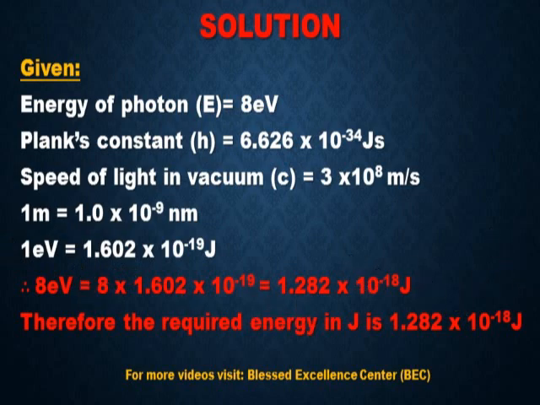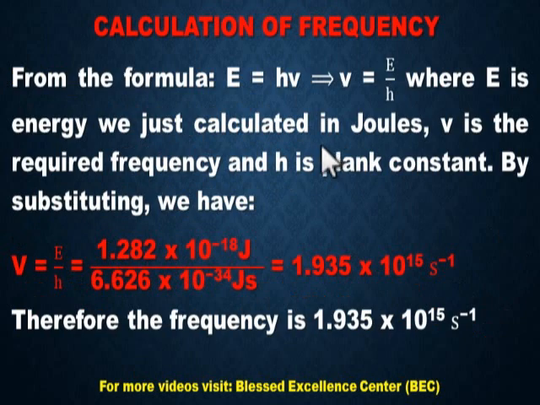Now let's see how we can calculate the frequency. From the formula that E is equal to hv, it follows that if you make v the subject, remember E is the energy, h is Planck constant, and v is the frequency, the required frequency. For more information on the formula, watch my video on Bohr models. You'll get all these formulas. They are listed there and explained in detail there.